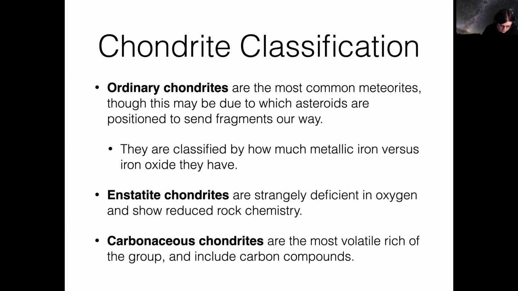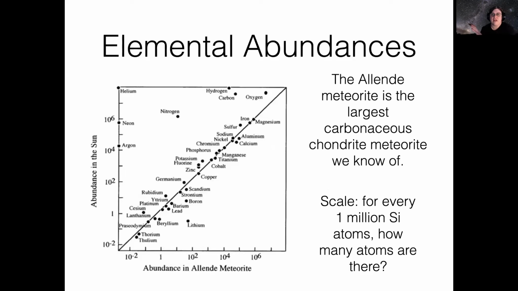So let's look at a carbonaceous chondrite. This is the elemental abundances of the Allende meteorite. It is the largest carbonaceous chondrite meteorite that we found. The bottom scale is abundance in the meteorite, and it's normalized so that silicon is 10 to the 6. So for every 1 million silicon atoms, how many atoms of everything else is there? That's why silicon's not on this plot. And abundance in the sun, again, for every 1 million silicon atoms in the sun, what are all the other elements? You can see most of them fall on this line.